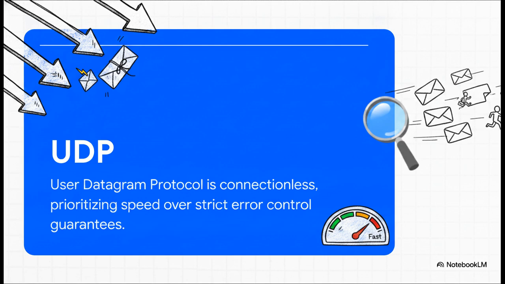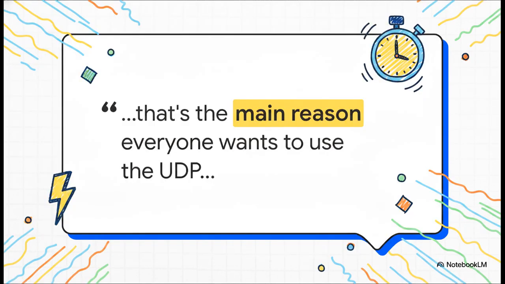If TCP is our meticulous accountant, UDP is a reckless, lightning-fast courier. It doesn't introduce itself. It doesn't care if the receiving server is even ready. It just blasts messages out of the gate as fast as the physical hardware can possibly handle them. And as the source material points out, that pure speed is exactly why everyone wants to use UDP when they can. Forget the guarantees. Sometimes you just need raw speed.